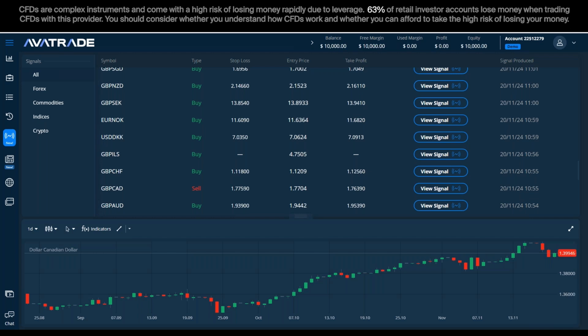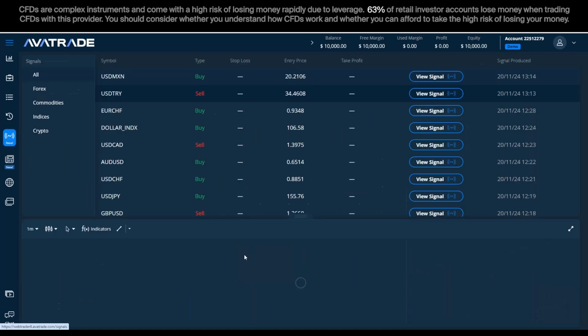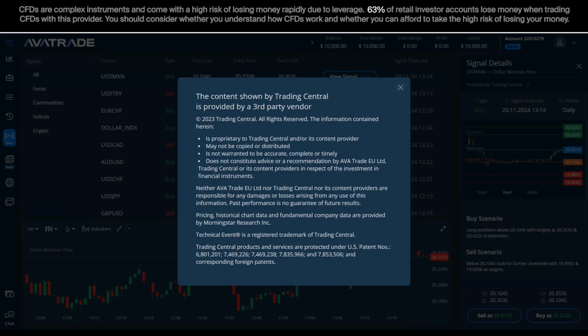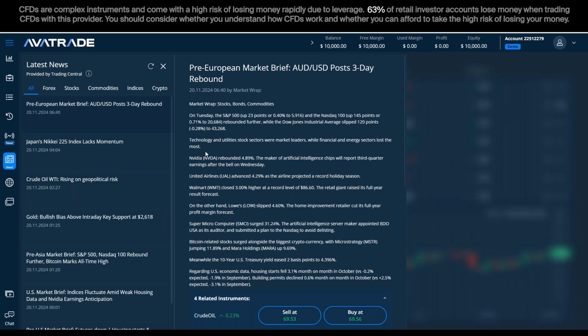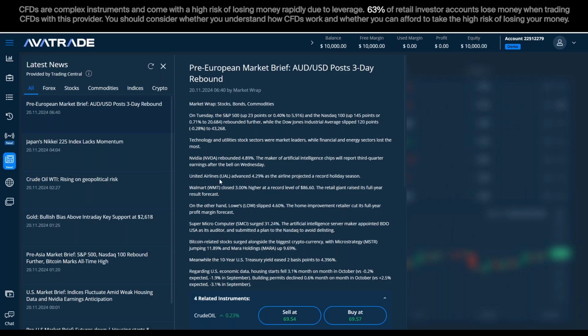Okay, the tool is here. Now let's go down a bit farther to the news section. In the news section, it's important to say that this is considered technical analysis, and it's provided by the Trading Central and not by AviTrade. And what we're going to look at now is fundamental analysis. And as you can see here, it's also provided by the Trading Central. This is news, so this is fundamental analysis. We had the technical analysis from the signals. Now we can review and see fundamental analysis.